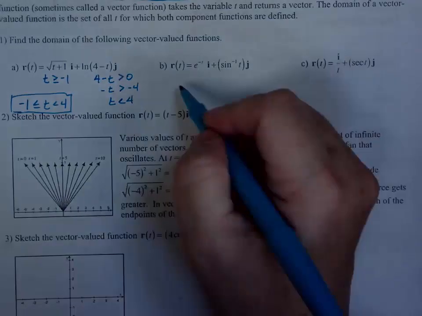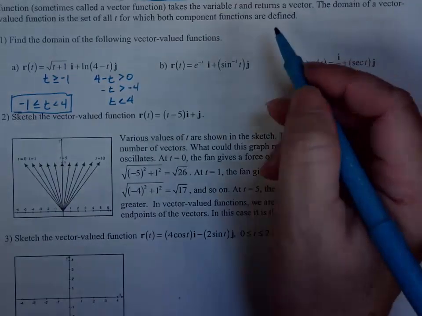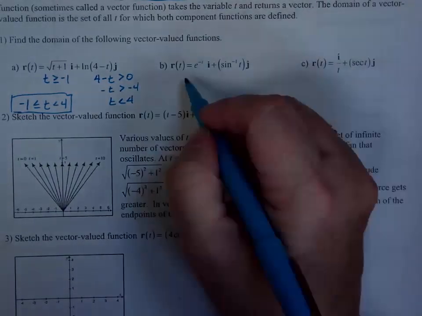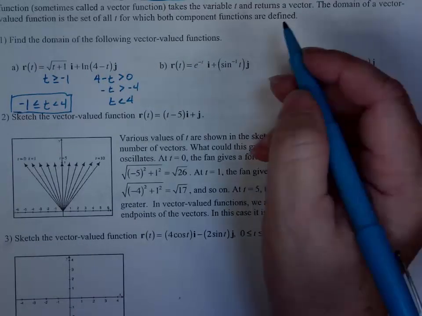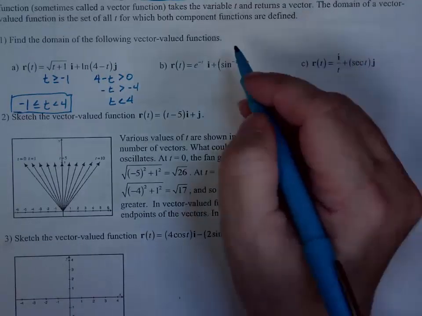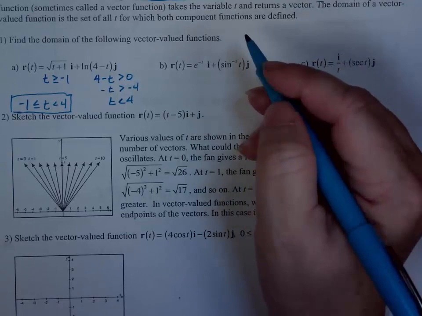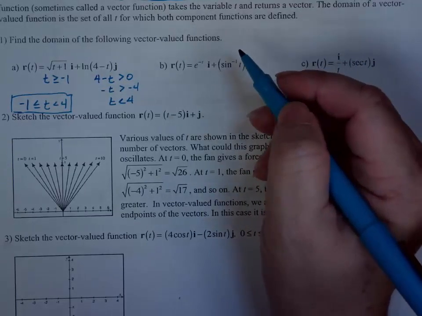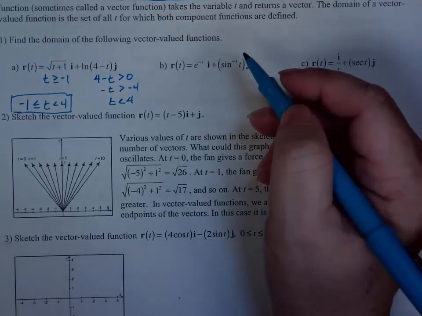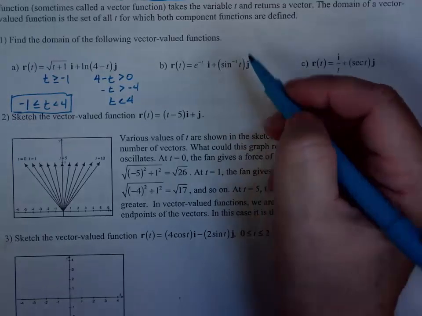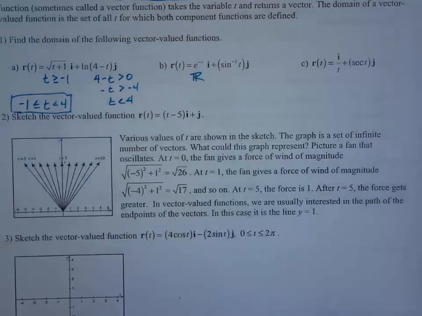We have e to the -t, i, sine inverse t of j. What about e to the negative t? Can I put anything in that exponent I want to? Can I put positive numbers up there? Yeah. Can I put negative numbers up there? Yeah. Can I put 0 up there? Yeah. So here is all real numbers. Anything works. Anything goes for e.